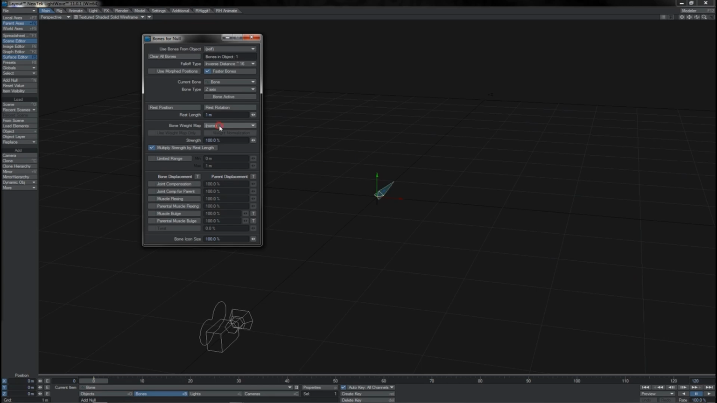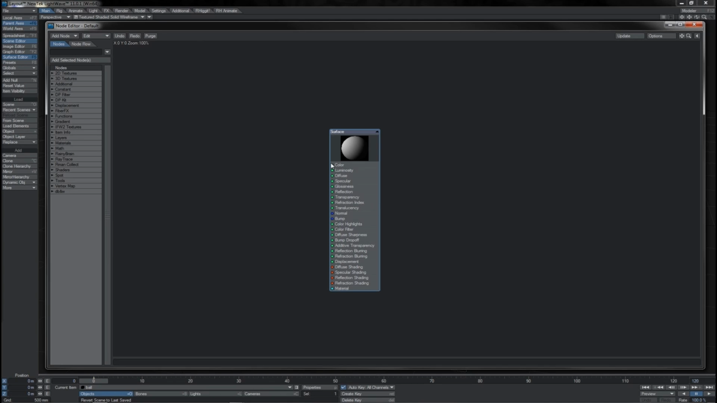For instance, the bone weight map, I can only essentially connect a weight map to this input, because that's all that this drop down gives me options for. When I'm adjusting the rest length, all I can do is type in a number here. I can't connect anything else to that input. But for the node editor, that's somewhat different, because you can do an awful lot of cross connection.